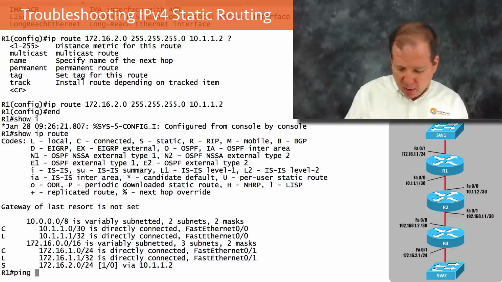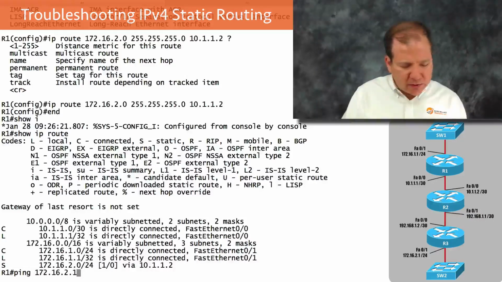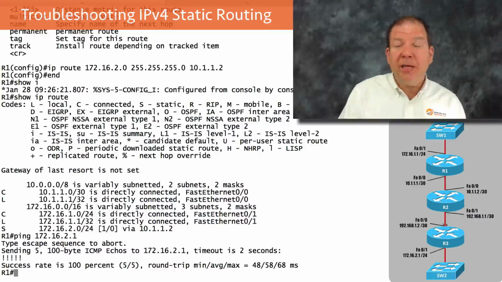Can I now ping 172.16.2.1? Let me just double check, make sure that's the right IP address. It is. Can I ping it? Yes, I can. That's a look at how we can go in and troubleshoot and correct an IPv4 static route.